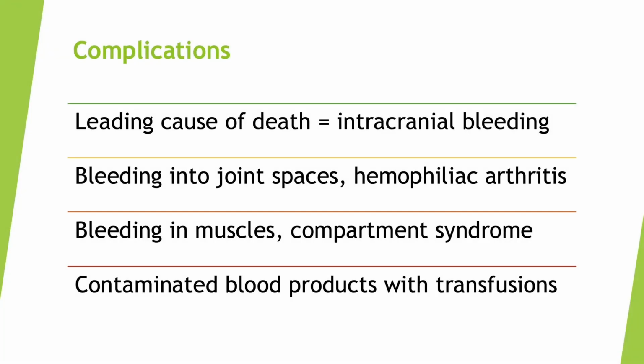Hemophilia can lead to serious complications. The leading cause of death in hemophilia is intracranial bleeding or bleeding in the brain. Bleeding into joint spaces causes a condition called hemophiliac arthritis. Bleeding in muscles can lead to compartment syndrome. In the past, contaminated blood products used in transfusions posed additional risks, though modern screening has greatly reduced this danger.